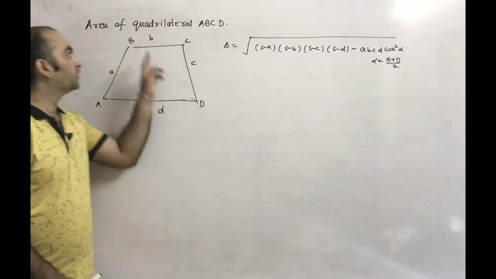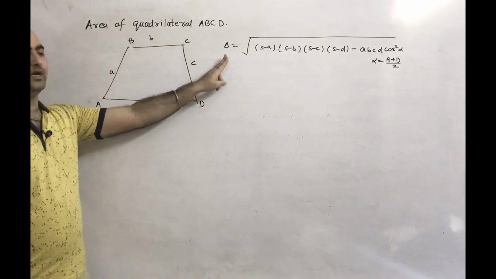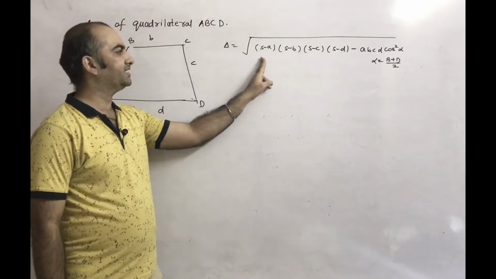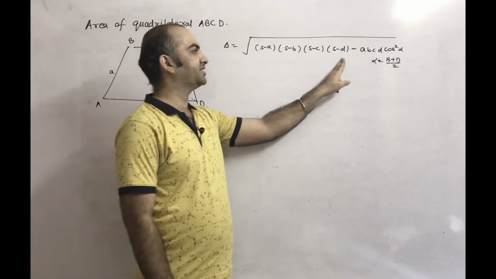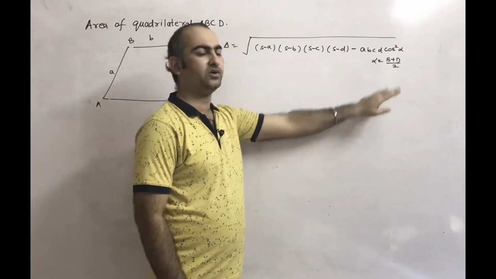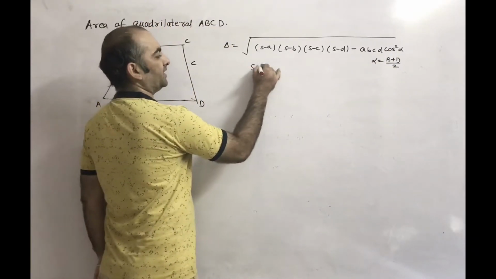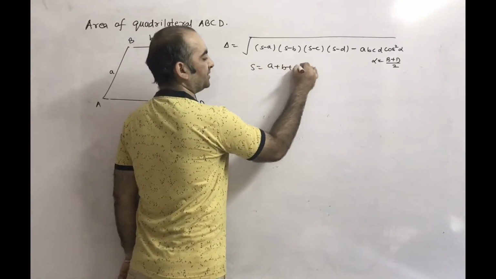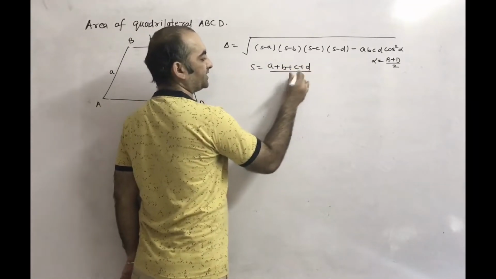So the area of quadrilateral ABCD is nothing but delta equal to root over (S minus A)(S minus B)(S minus C)(S minus D) minus ABCD cos square alpha, where alpha is (B plus D) divided by 2, and S is the sum of the sides, (A plus B plus C plus D) divided by 2, that is S.